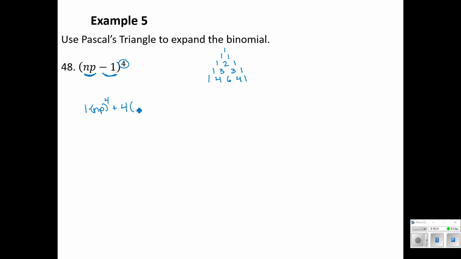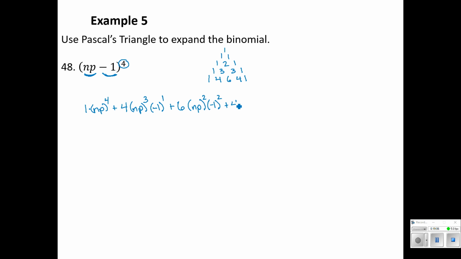4 times the first thing, remember we count down the powers, to the 3rd, times the second thing to the 1st, plus 6 times the first thing to the 2nd times the second thing to the 2nd. So you can see what we're doing with the exponents. The first thing in our binomial starts off at 4 and counts down. The second thing in our binomial starts off at the 0th power and counts up.